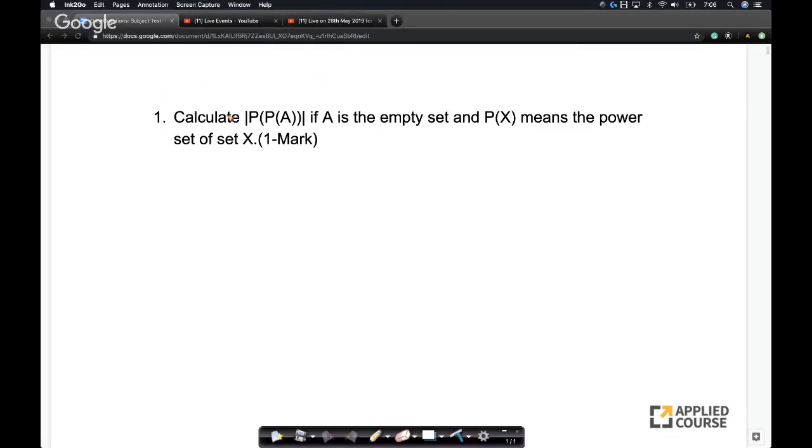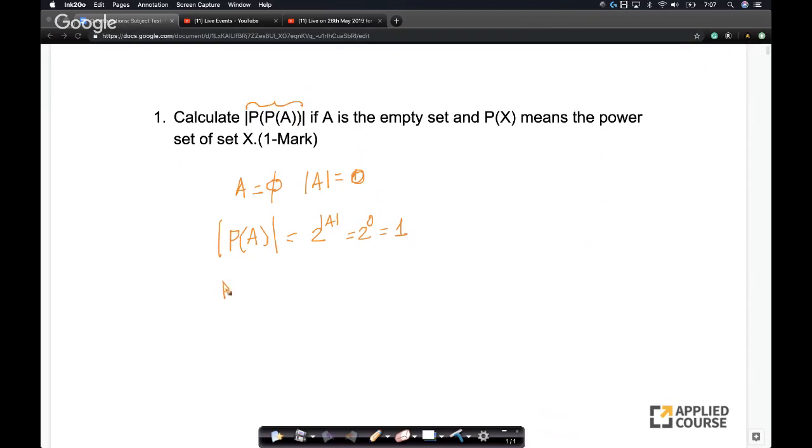This is a straightforward problem. Calculate the size of the power set of A if A is an empty set. It says A is an empty set, which means how many elements are there? 0 elements, right? So if A is an empty set, the size of A equals 0. Then what is the size of the power set of A? The size of the power set of A is 2 power the size of A, which is 2 power 0, which is equal to 1.